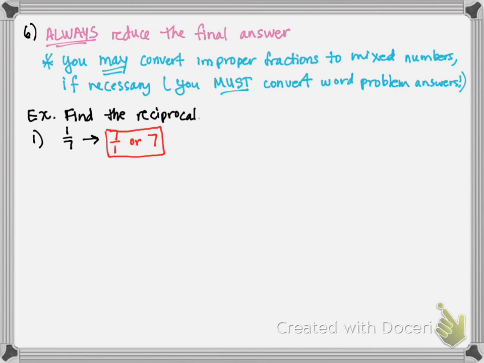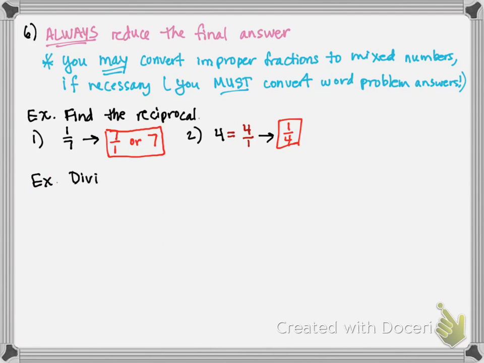All right, let's try another one. I'm going to give you 4. Now, some people are like, I can't flip that because I don't know. But wait a second. Do I know? Yes, I do. I can rewrite 4 as 4/1. Then I can go ahead and flip that. So when I flip it, I get 1/4. Okay? That's how simple it is.